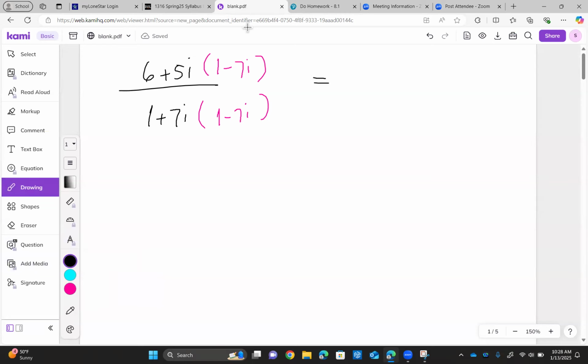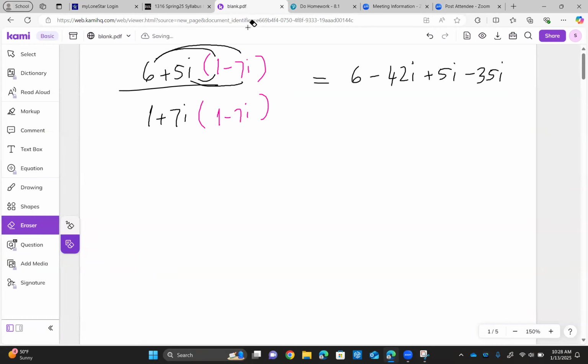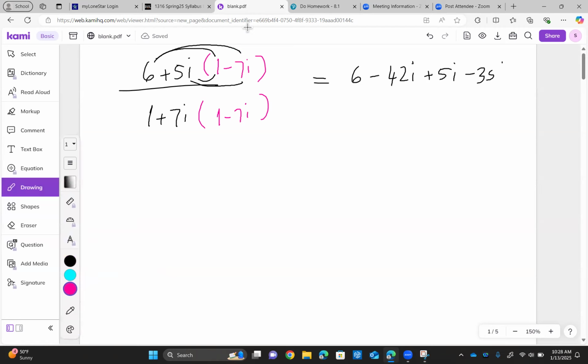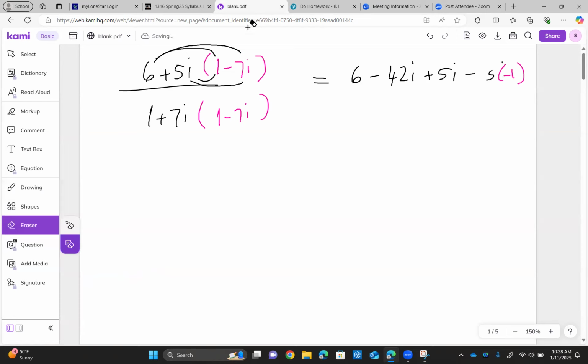Now, I have two multiplications to perform for every division problem. 6 times 1 is 6. 6 times negative 7i is negative 42i. 5i times 1 is just 5i. And then 5i times negative 7i is negative 35i squared. But remember, I am not allowed to keep the i squared. I need to just plug in a negative 1. So negative 35 times negative 1 is just a positive 35.